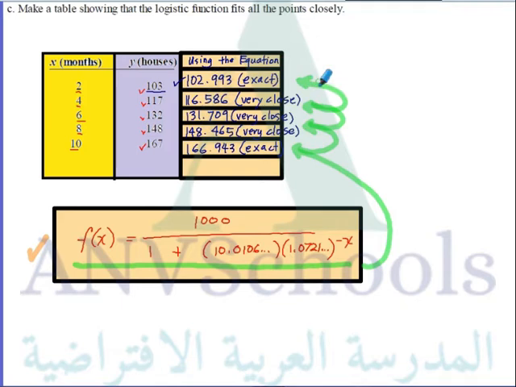Okay? So therefore, the logistic function fits all the points closely. Some of the points are very exact. Okay? So let's go to letter D.